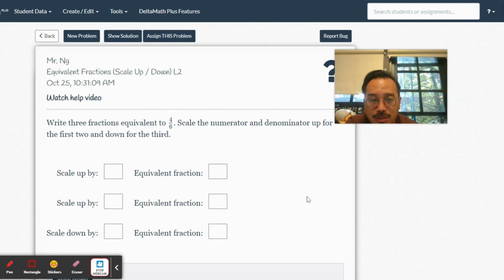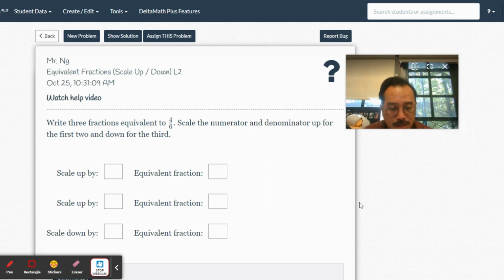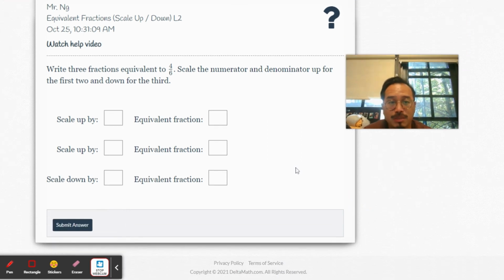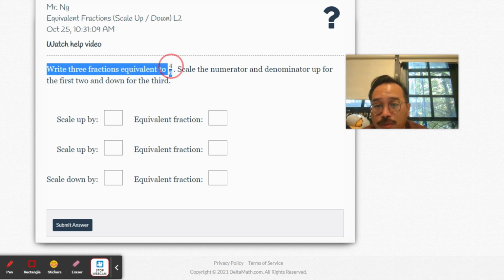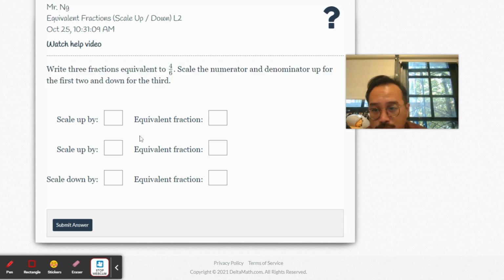Now, the reason why this is more difficult is only because they put three questions in one. So that's why I'm giving you fewer problems to do tonight, actually. All right, so let's see. Let's read. Write three fractions equivalent to 4/6. Scale the numerator and denominator up for the first two and down for the third. Okay, so you see where this is going.